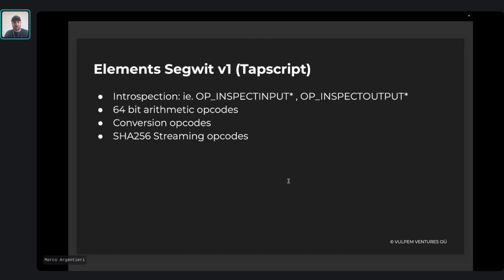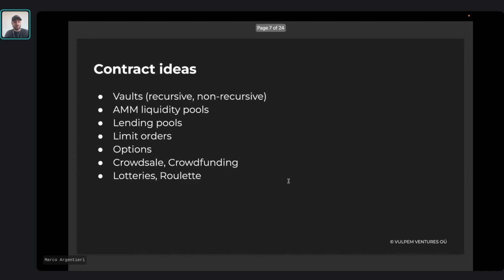You can do covenants already with checks, inflow stack and cat, but with a specific introspection of code like inspect input, inspect output, you can do much more. You can develop much more easily, just using these opcodes to be more granular, to introspect specific parts of the transaction, and this way you can create covenants. You also have 64-bit arithmetic opcodes, and this was used by, for example, a project called Bitmatrix, and you also have SHA-256 streaming opcodes, so you can do much more things.